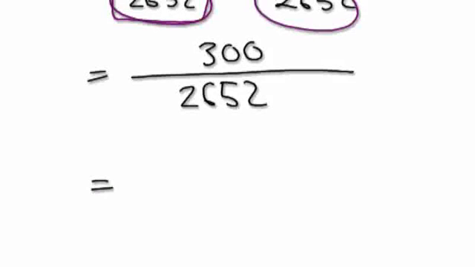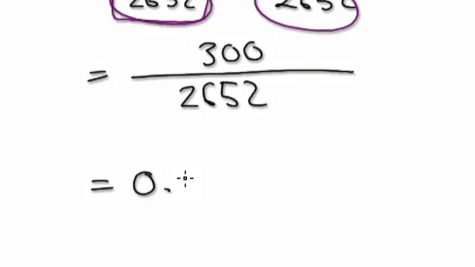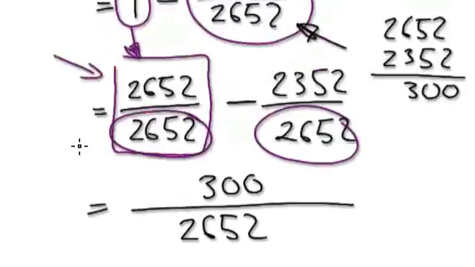Okay. Now jump to a calculator and turn it into a decimal. 300 divided by 2652 equals roughly 0.11. So that would be our final answer.